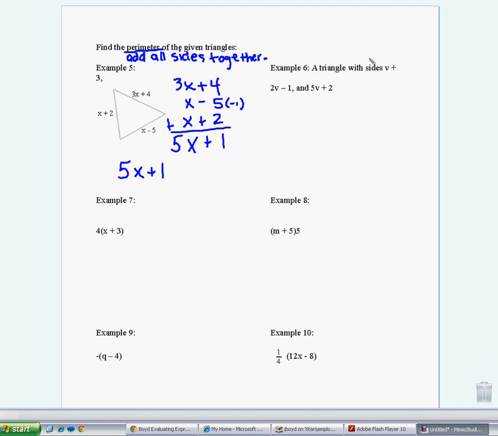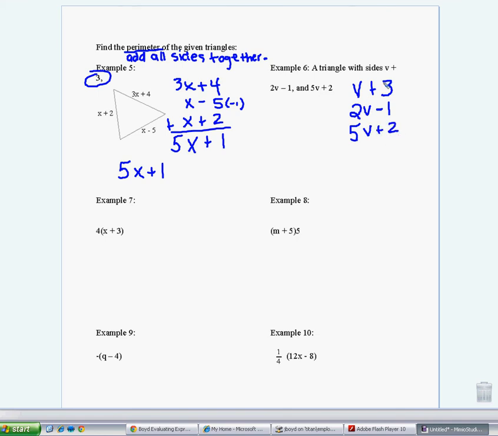Example 6 is a triangle with sides v plus 3. Sorry, that went over here. v plus 3, 2v minus 1, and 5v plus 2. So I can do the same thing that I did here. I can line them up vertically. v plus 3, 2v minus 1, and 5v plus 2.